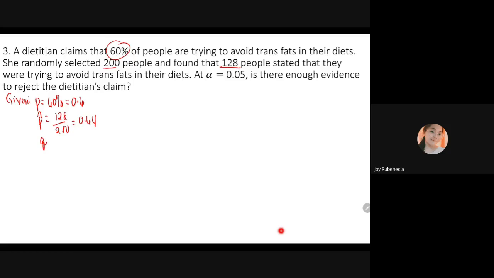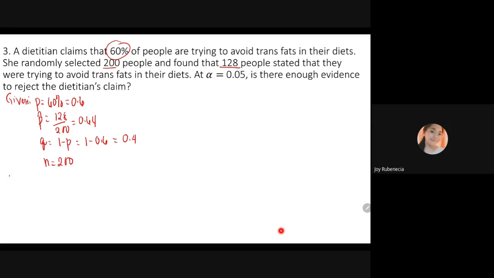And our Q will be 1 minus P. So it's 1 minus 0.6. So 1 minus 0.6 is 0.4 or 0.40. Okay? So our N is 200.